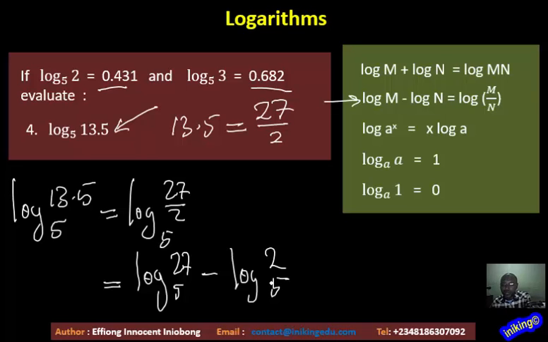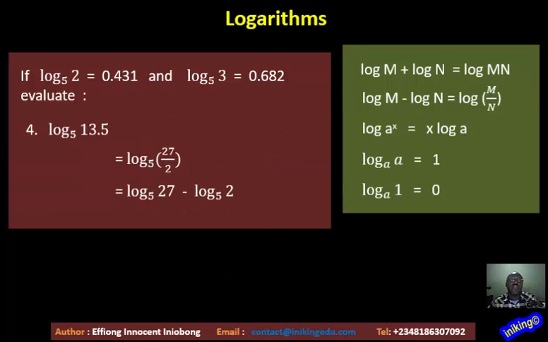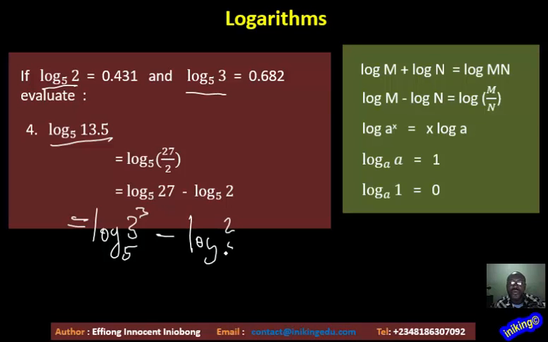I'm sure we'll all agree. That's it there. So now we have been able to reduce our logarithm of 13.5 to log of 27 base 5 minus log of 2 base 5. But look at what we're given. We're given log of 3 base 5 and log of 2 base 5. 27, how do we deal with this? Oh, I look at 27. 27 is 3 raised to power 3. I say, okay, I can write this as the logarithm of 3 raised to power 3 base 5 minus logarithm of 2 to base 5.